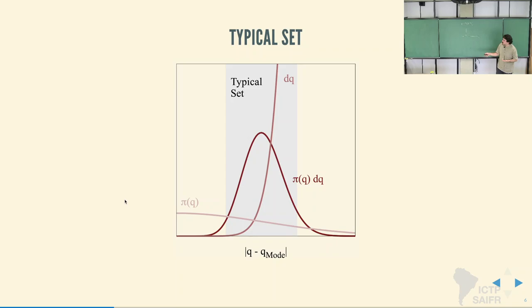There's going to be very few samples very close to the mode because the volume is too small. It's very rare that I fall there. And there's going to be a typical set, a region where most values of the sample come from, that is going to exactly balance the high probability with the high volume in this parameter space. Okay? Good.